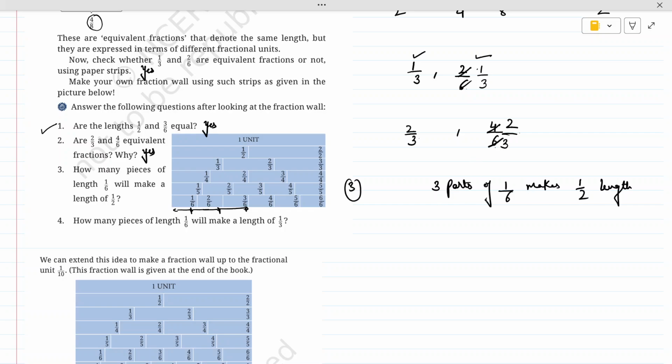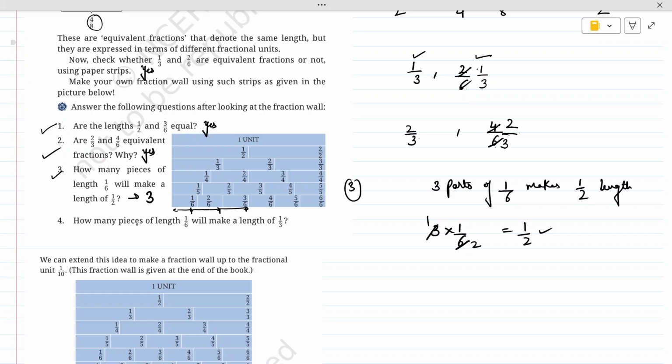And if you also simplify it, it is something like 3 into 1 by 6. 3 into 1 is 3, this is 2, which will give us half only. Okay, so with the fraction wall and without the fraction wall also, you can always simplify it. This answer will be 3.